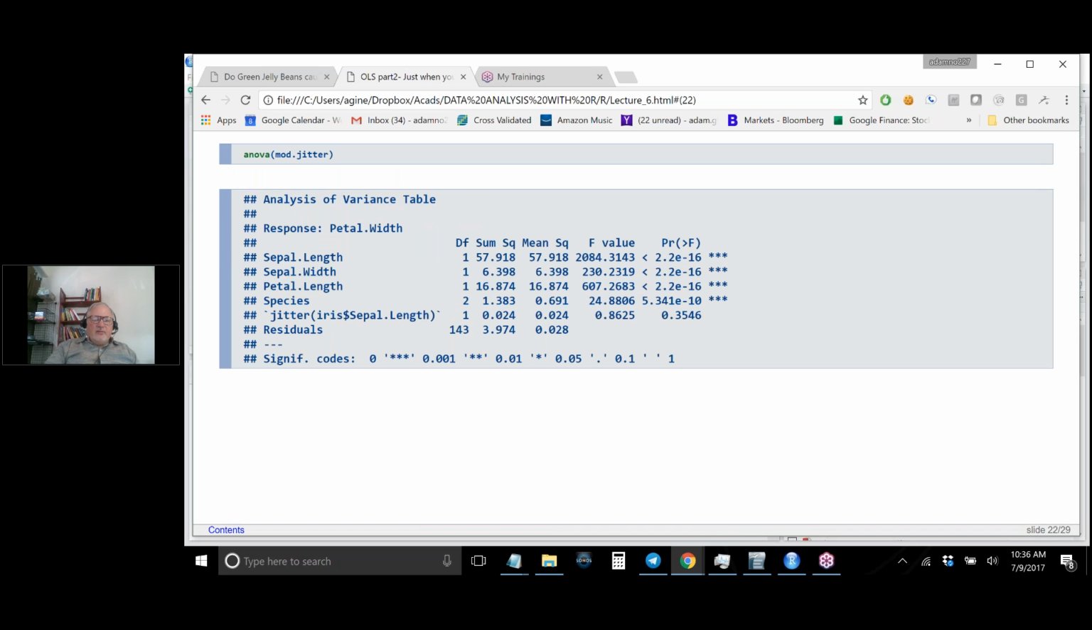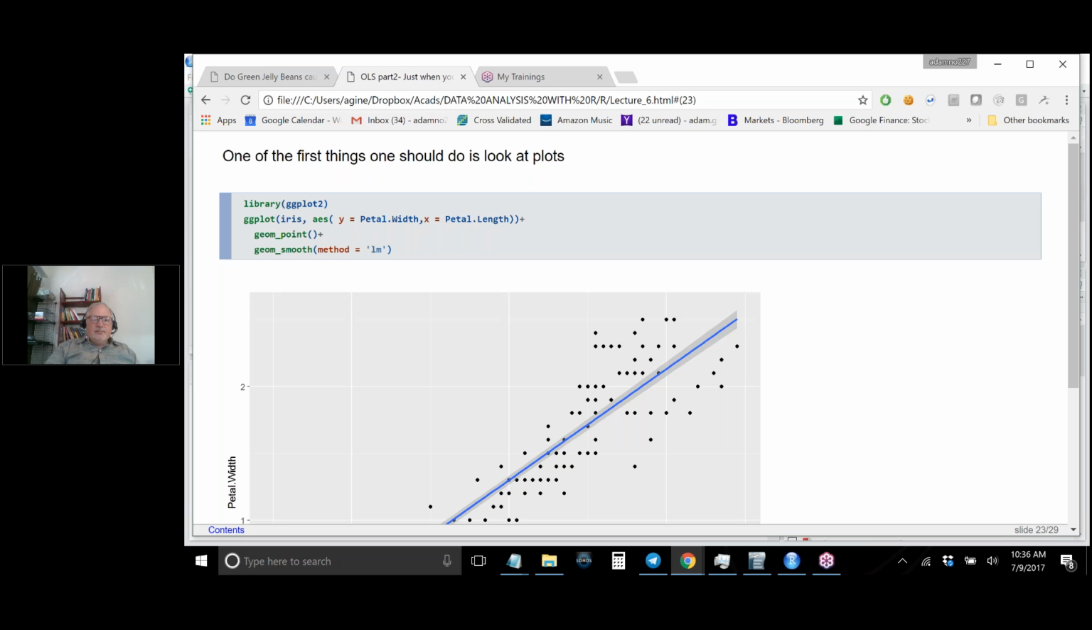If I do analysis of variance, it correctly says leave in sepal width, but now when you get to jitter, this duplicate of sepal length with noise, you can throw that out. So in this case, the ANOVA shows something more accurate. So there is a reason to use ANOVA at times.